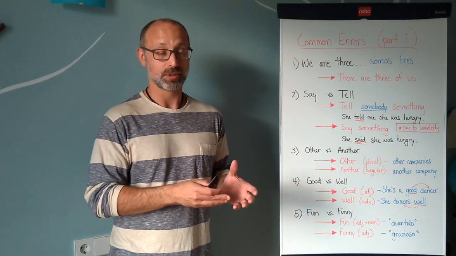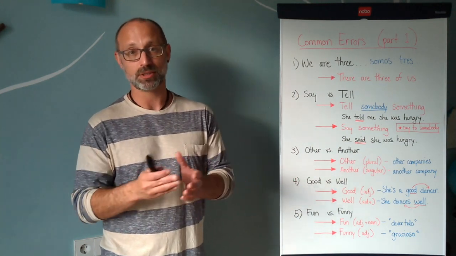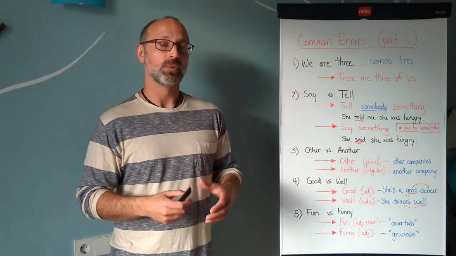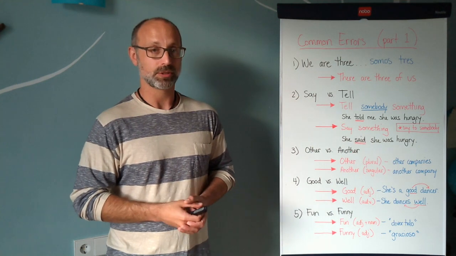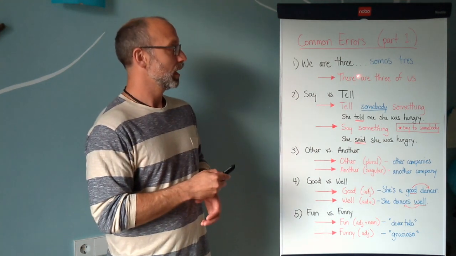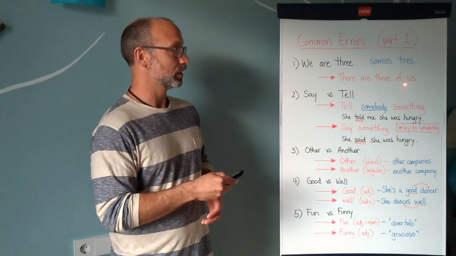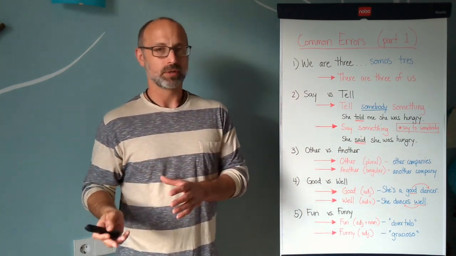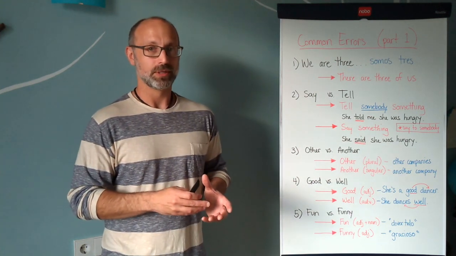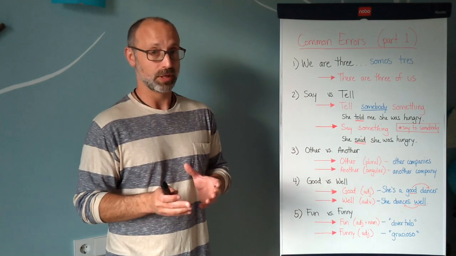The reason it doesn't work is because it's not an English structure. It's a direct translation from Spanish to English. When we want to express this idea in English, we have to use a completely different structure. So as you can see here, there are 3 of us. Depending on whether you're part of the group or not, you can change the structure a little bit.